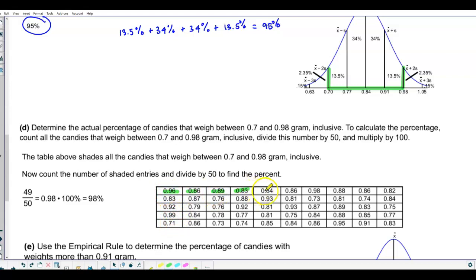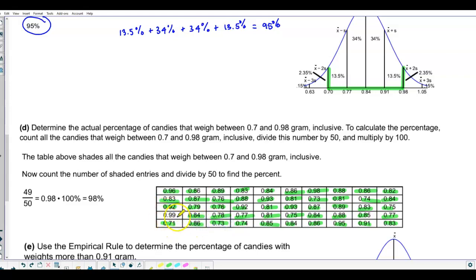So we have 4, 5, 6, 7, 8, 9, 10, 11, 12, 13, 14, 15, 16, 17, 18, 19, 20, 21, 22, 23, 24, 25, 26, 27, 28, 29, 30, 31, 32, 33, 34, 35, 36, 37, 38, 39, 40, 41, 42, 43, 44, 45, 46, 47, 48, and 49.